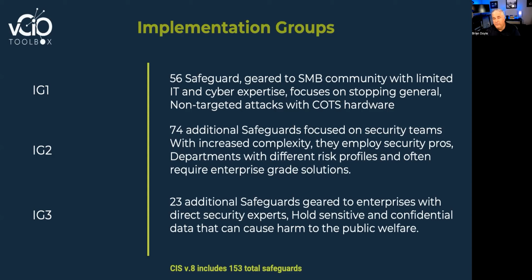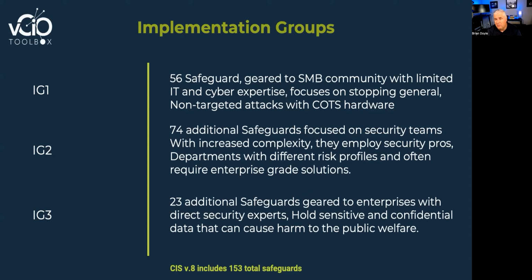This layers on another 74 safeguards to the original 56 and makes sure that we're addressing environments where there is a security team on site, whether it's internal or outsourced, that is looking at the technology, acting in a day-to-day fashion here. We're increasing the complexity of what those technologies might be in this layer. Departments that have different risk profiles often also require enterprise grade solutions. These are not solutions that are necessarily off the shelf, but require some configuration or some analyst know-how to read the data that's coming into these systems and really being able to take action when required.